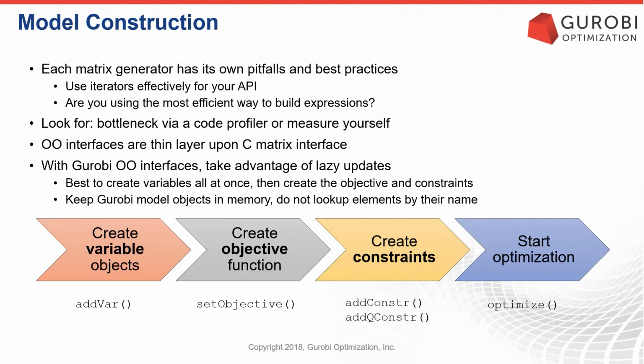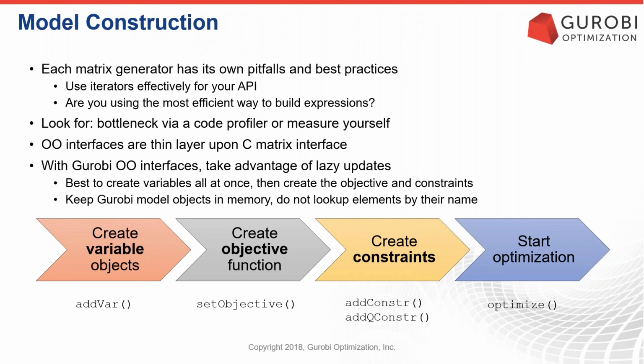What we already do, not only with the object-oriented interface but in general, is lazy updates. Since you work on the same memory that is used by the solver, it's a good idea, for example, to create variables all at once. So this is the workflow that we propose: create all your variables at once in the beginning, then you set the objective function, then you add your constraints, and then you call the optimize function.